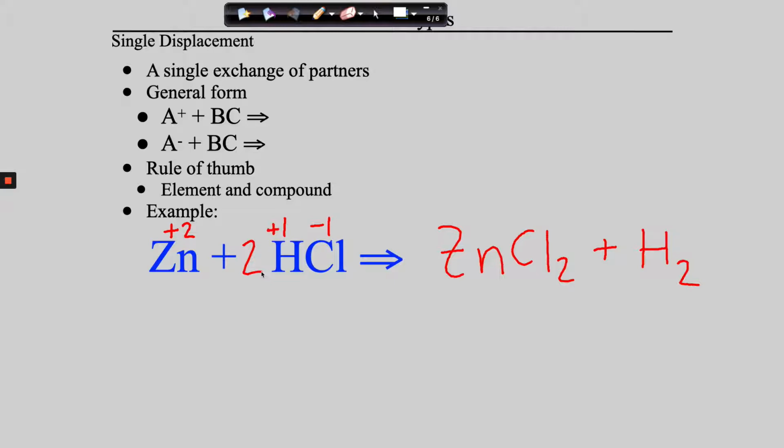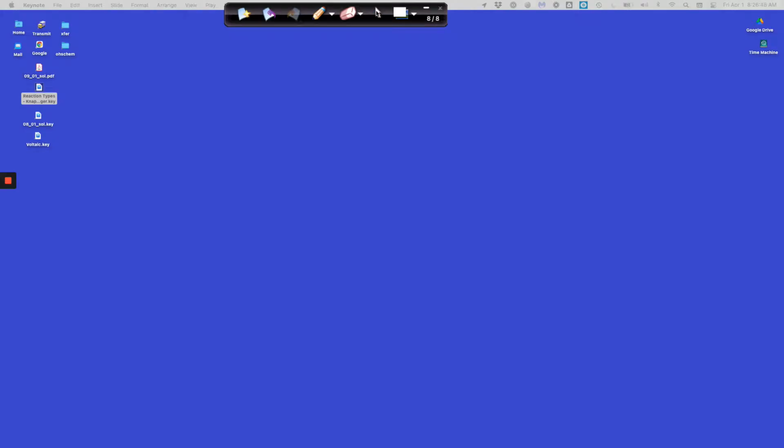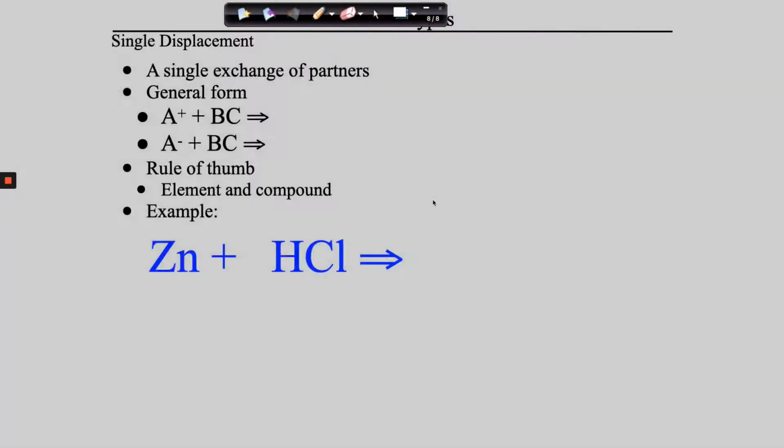Questions on that? So guys, I would propose this. If you understand single displacement, I would suggest to you that you also understand double displacement. Only how many times is it going to happen now? Twice. So guys, double displacement is a double exchanging of partners.